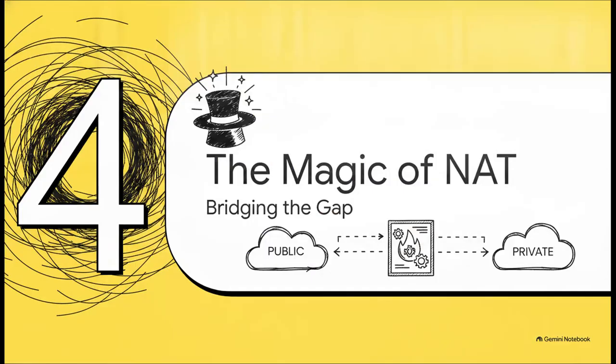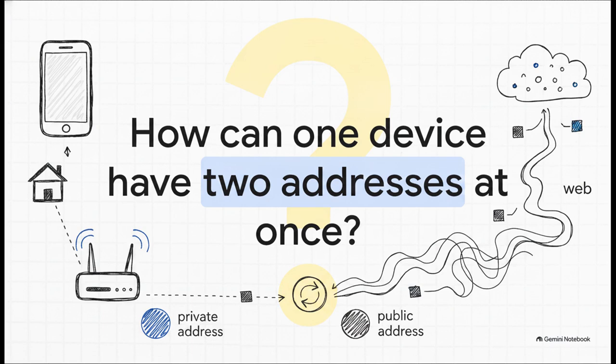Which brings us to Section 4, the magic of NAT and bridging the gap. Understanding that we have both public and private addresses brings up a really fascinating contradiction. It kind of begs the question, right? How in the world can a single device have two totally different IP addresses at the exact same time?